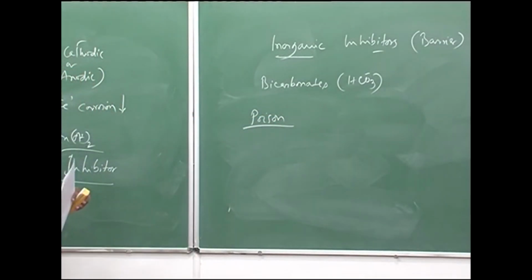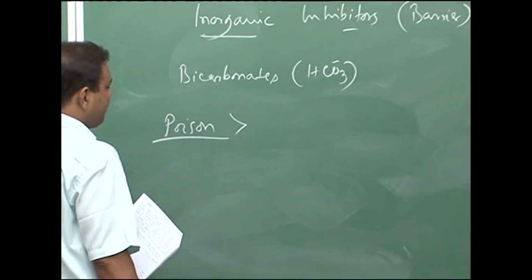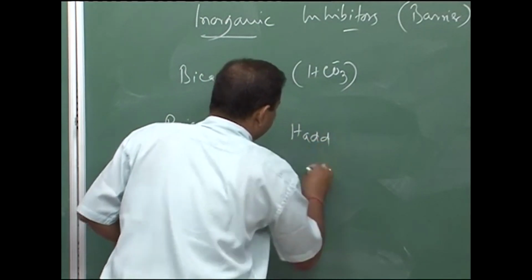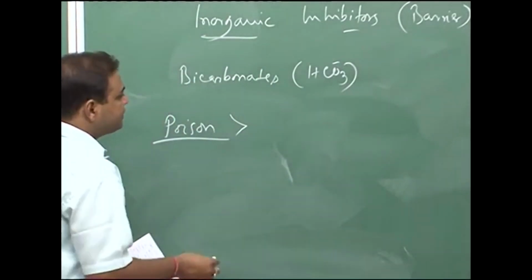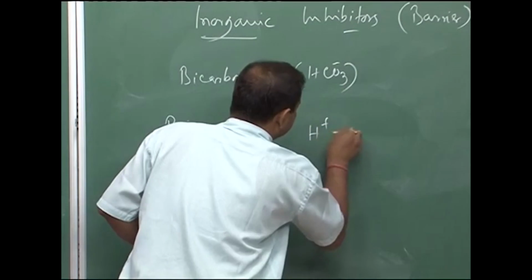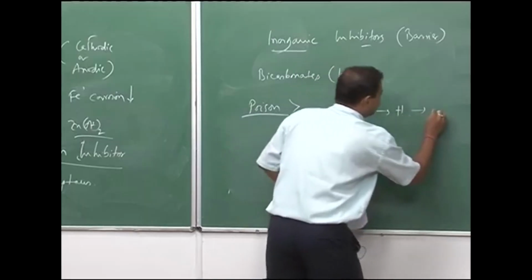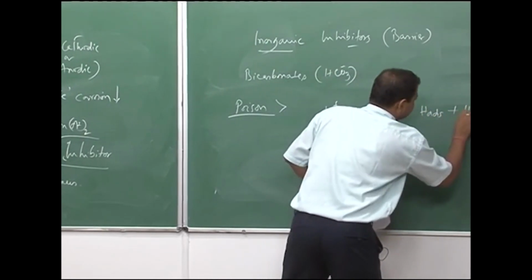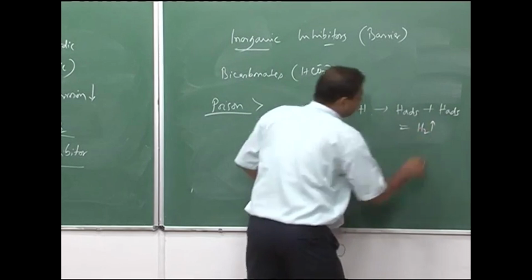The poison is a special type of cathodic inhibitor. What they do is actually poison the hydrogen reaction, the cathodic reaction. For example, in the case of an acid medium, we have this reaction, where hydrogen gets adsorbed, and then two adsorbed hydrogen atoms will react and form hydrogen gas.